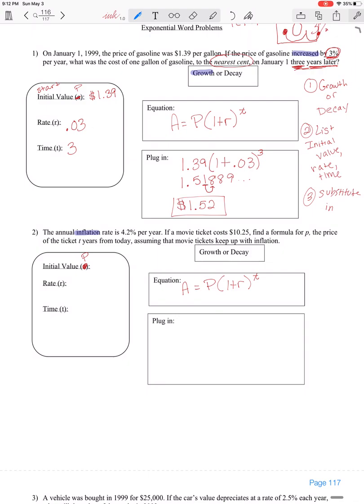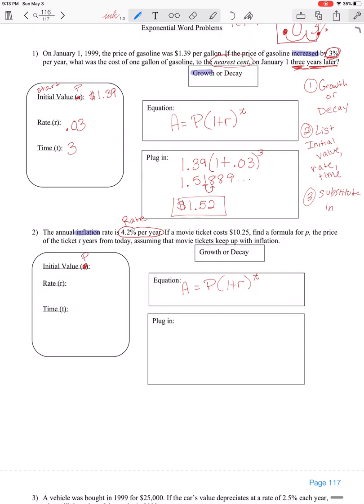So if I read this line by line, I should be able to get all the information and fill it in. So the annual inflation rate is 4.2% per year. So I have 4.2% per year. So that is my rate. Now, I know it's a decimal here, but it's also a percent. Whenever we see that percent sign, we still have to move that decimal place 2 places to the left.